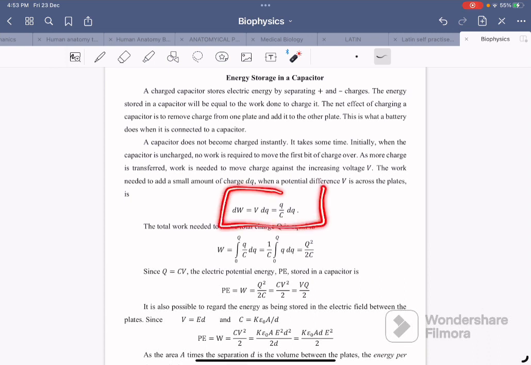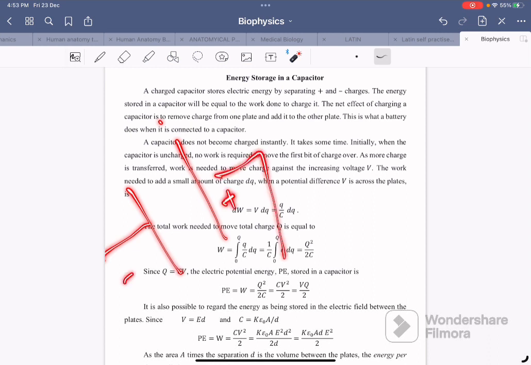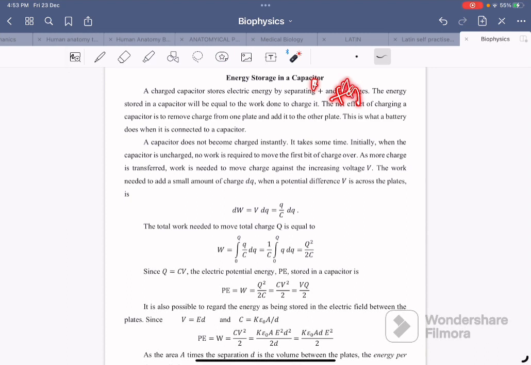So that is the work done required to bring that capacitor to different charges. All right, so then the total work needed to move the total charge q is equal to the work done, equal to the integration from 0. Suppose that small charge dq is 0, the point of reference is 0, let's consider.